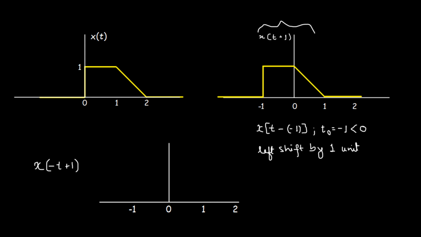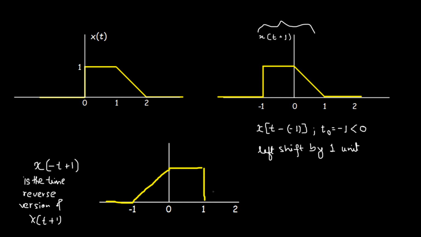So you can say x of negative t plus 1 is the time reversed version of x of t plus 1. So we'll try to draw x of negative t plus 1. We'll have the signal from negative 1 going to 0 linearly, and then we have a value of 1 from 0 to 1, and then it goes to 0 at t equals 1, and stays at 0 for t greater than 1. So this is the time reversed version of x of t plus 1. So this is x of negative t plus 1.